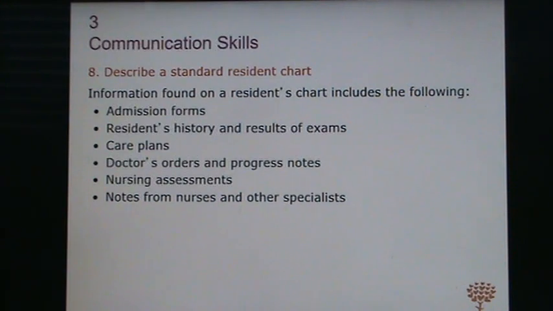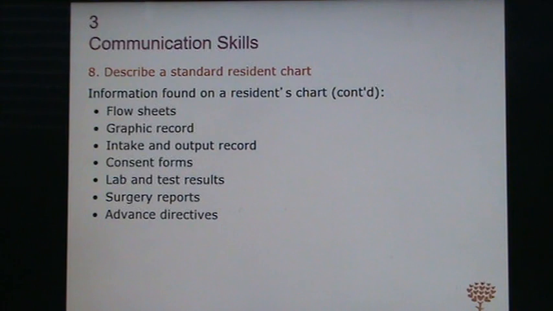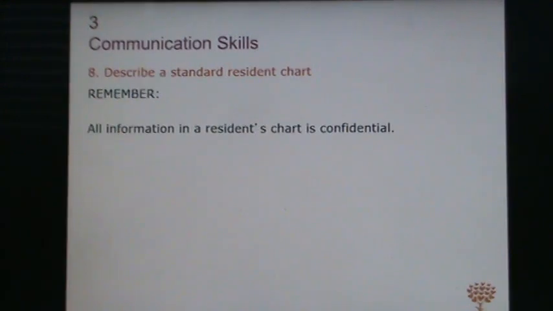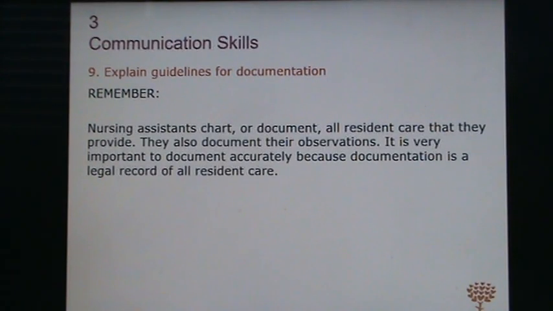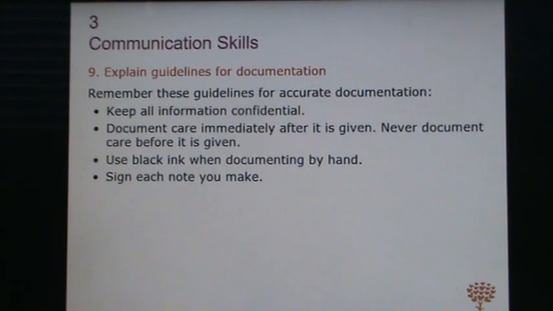So we say that a typical medical chart includes the admission forms, family history, care plan, doctor's orders and assessment, and all of that. Flow sheets, intake and output, all of that. Advance directive, surgical reports, labs, and so on. I said earlier, all resident information is confidential. So you cannot share information about the resident with anybody else unless those that have direct care responsibility with the resident. So remember that.